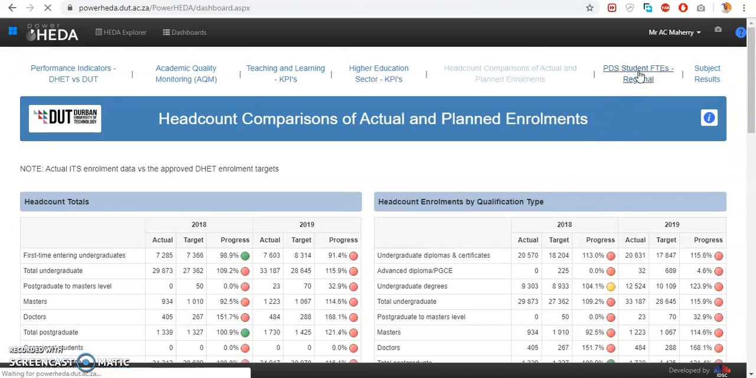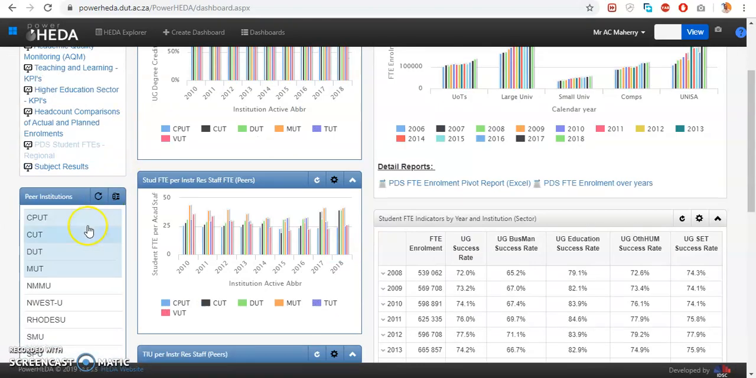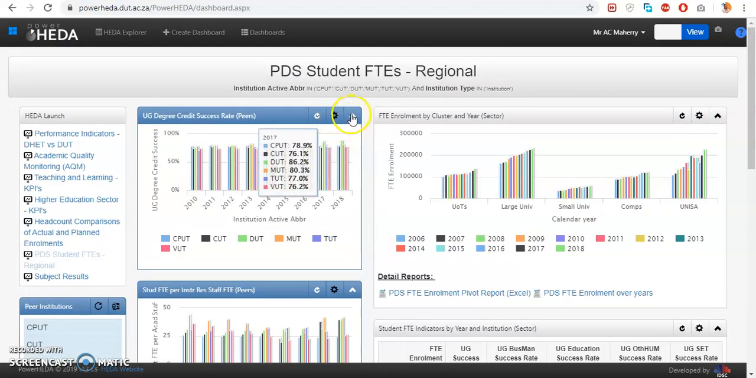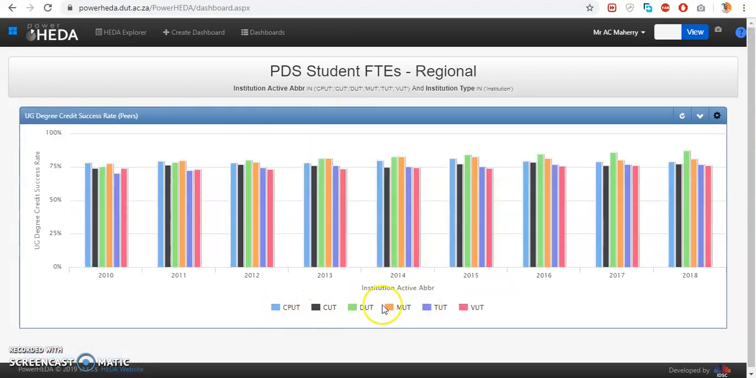So let's go and have a look now at what is taking place in terms of the regional comparison. So here I've selected your various universities of technology. Let's have a look at the undergraduate credit degree success rate. DUT in this instance is shown as green. And you can see it's quite interesting that from 2010, DUT sat at 75%, and now in 2018, we're sitting at 87%. So we have shown a consistent increase in our undergraduate credit success rate, which is very positive to see.